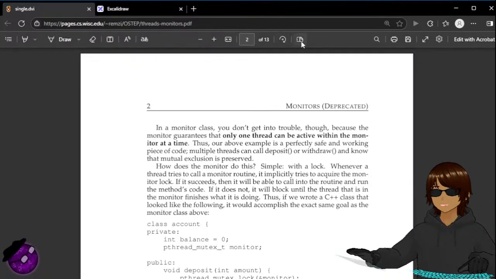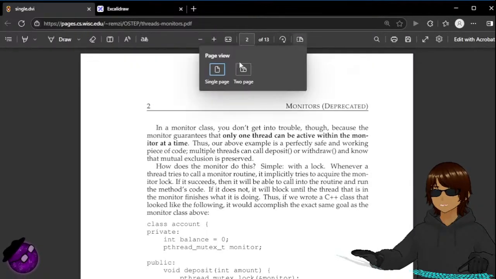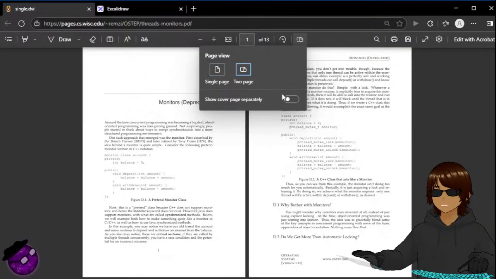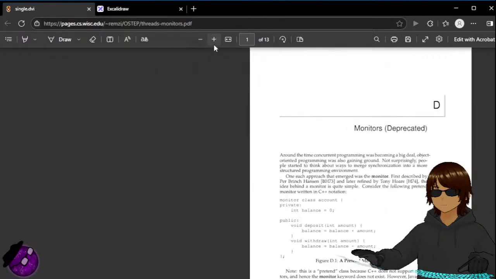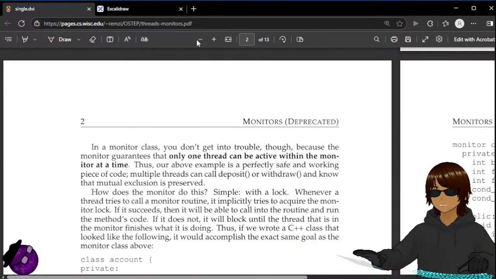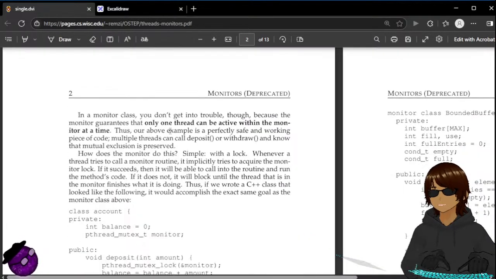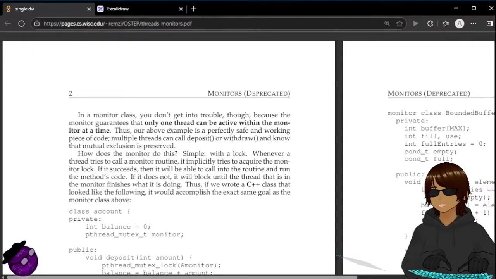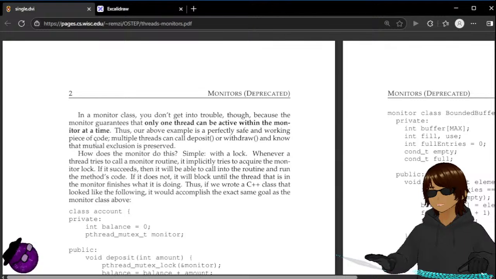In a monitor class, you don't get into trouble, though, because the monitor guarantees that only one thread can be active within the monitor at a time. Thus, our above example is a perfectly safe and working piece of code. Multiple threads can call deposit or withdraw and know that mutual exclusion is preserved.